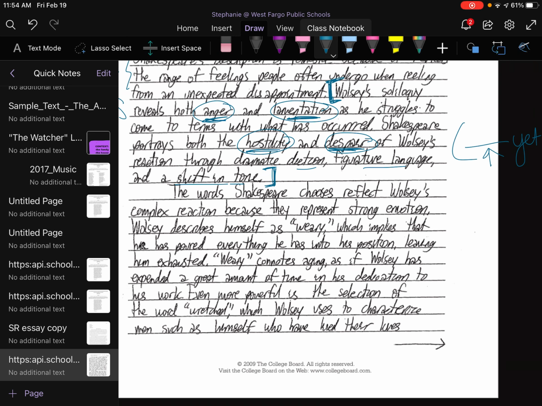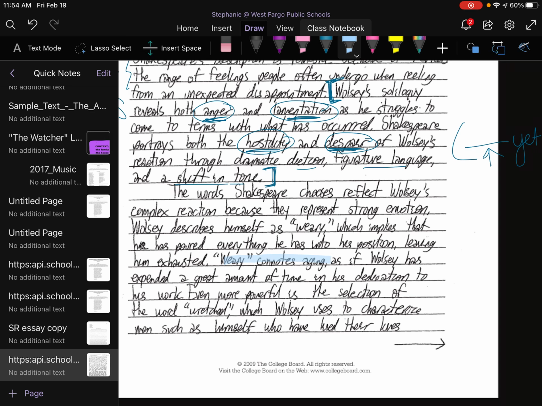Their first paragraph starts, the words Shakespeare chooses reflect Wolsey's complex reaction because they represent strong emotion. Wolsey describes himself as weary, which implies that he has poured everything he has into his position, leaving him exhausted. Weary connotes aging, as if Wolsey has expended a great amount of time in his dedication to his work.